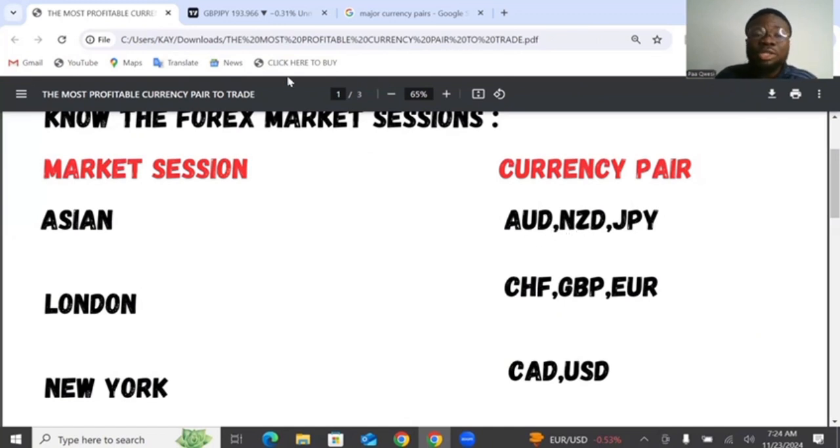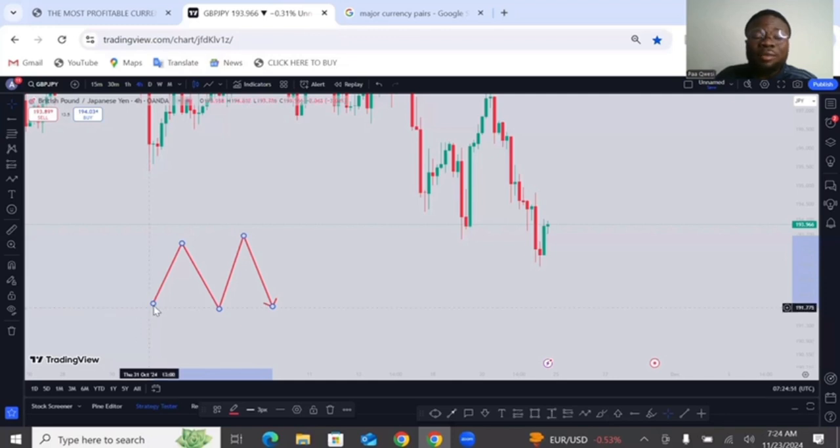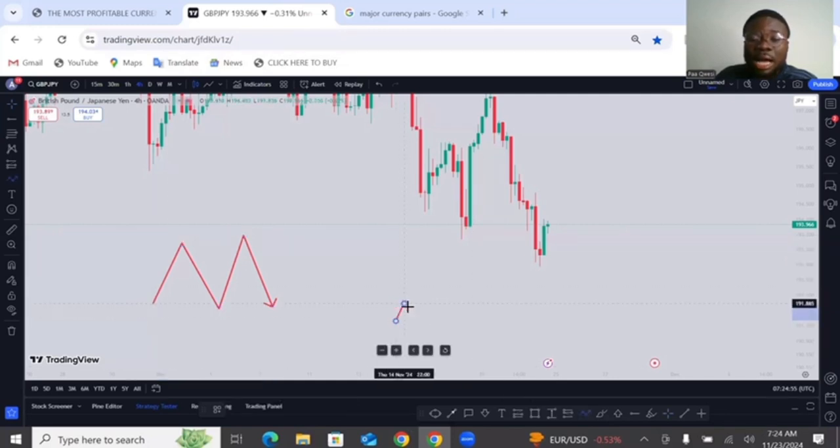Mostly the market will be moving very slowly. It is going to be like up, down, up, down. So this is what we call ranging. The market is up, down, up, down.